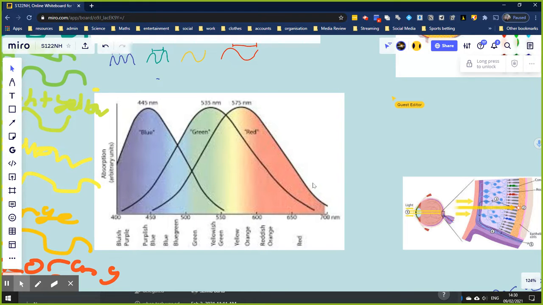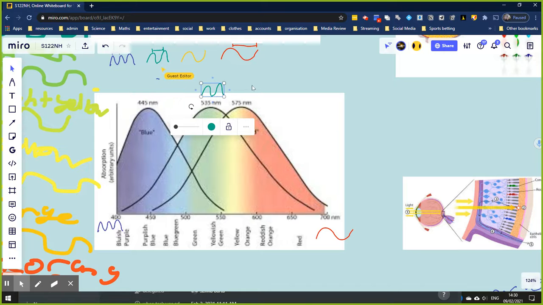We could say that this 700 over here is like this. Well, 700 is like this one over here. Maybe I can just take a picture like this. That's quite long, whereas the 400 looks a bit like that. And then the 535 looks a bit like that. So now it can still see the other colours.